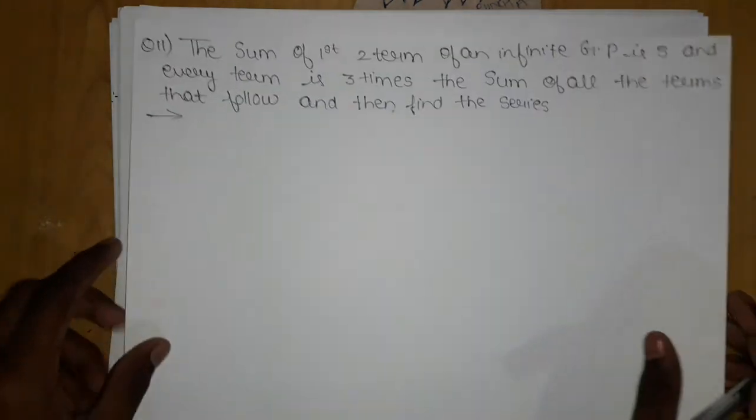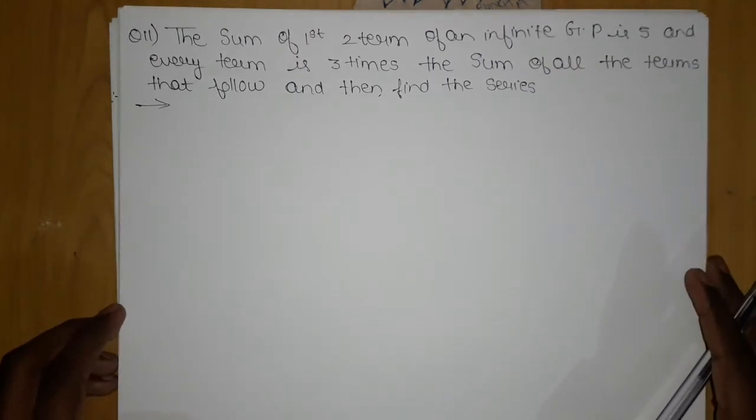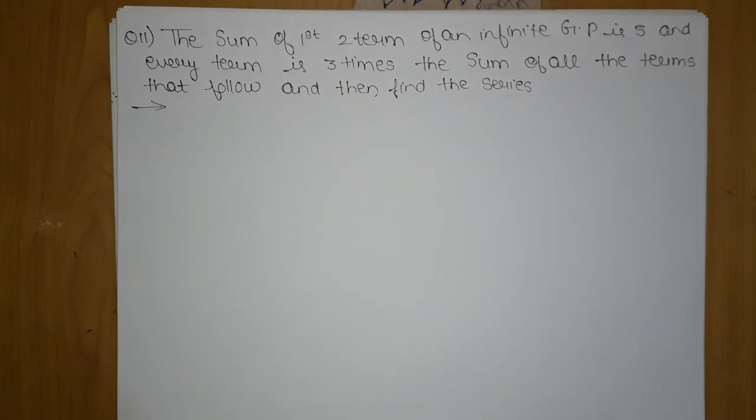I took one extra page. Okay, so let's move on to the next question. The next question is as follows. If the sum of the first two terms of an infinite GP is 5 and every term is 3 times the sum of all the terms that follow it, then find the series. This question is similar to one we have done, which used similar language.